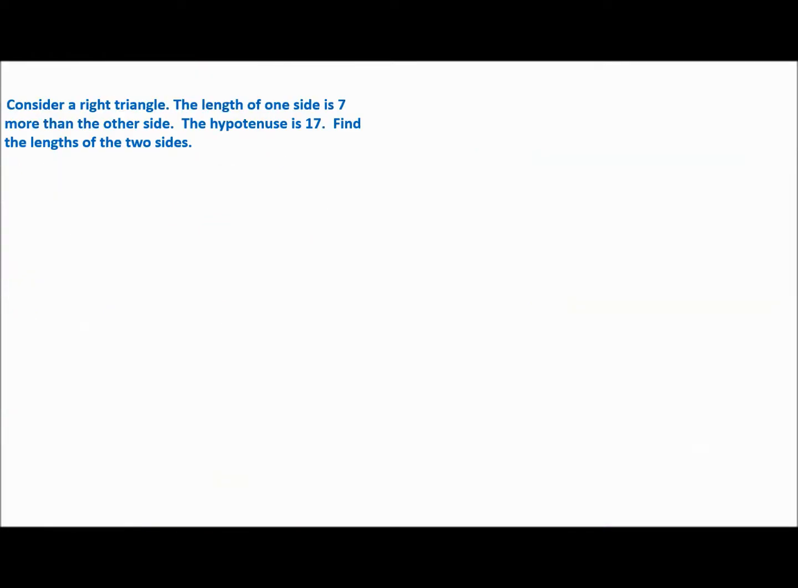All right, for our last problem, consider a right triangle. A right triangle, you know what that means, is that one of the corners of your triangle is a 90-degree angle. So that's perpendicular, straight up and down here, horizontal here. All right, so that's our 90-degree angle.